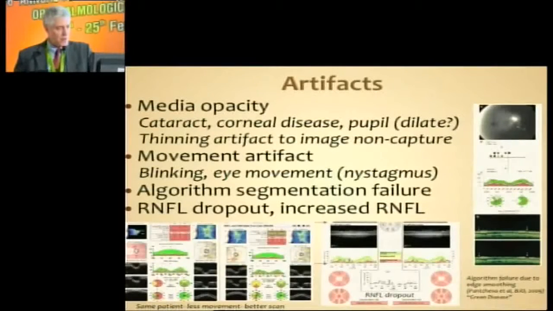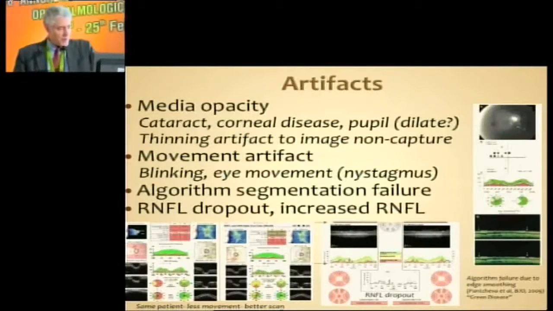So you have to get a good quality scan. There are several other artifacts to look out for. Media opacity is a very important one. That can be due to many things: cataracts, corneal disease, pupils may be too small. It can capture an image through a very small pupil, but it can be too small. And then thinning artifacts, and image non-capture as well.